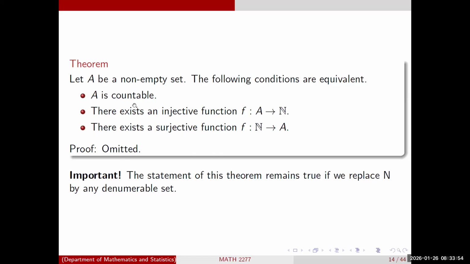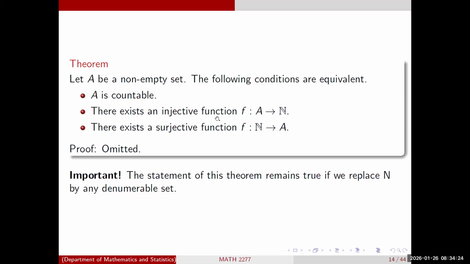So A is countable. Another way of saying A is countable is that there exists an injective function. Notice we don't need the full bijective. Injective is enough, but the restriction is the injective function must go from the set A into N. So notice where the natural numbers appear here. It appears as the codomain.